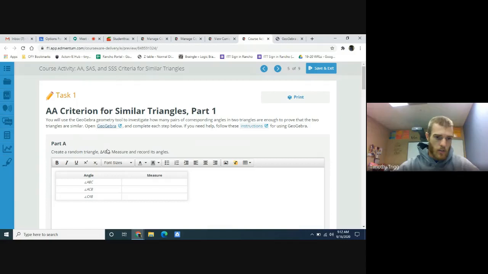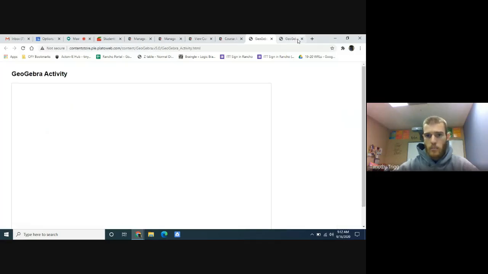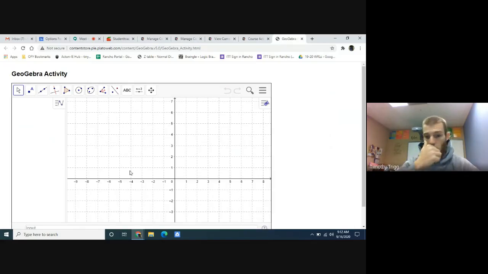Okay, so first thing it says, create a random triangle ABC, measure and record its angles. Pretty simple. So you're going to go to this GeoGebra link, go ahead and click that link there, and it should bring up GeoGebra. And we're going to make a random triangle.